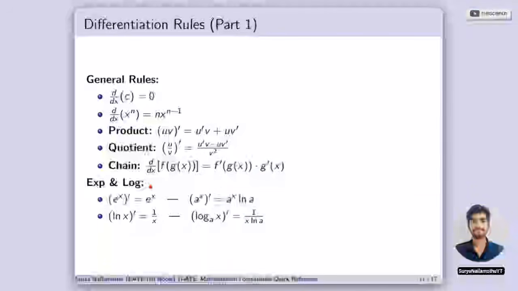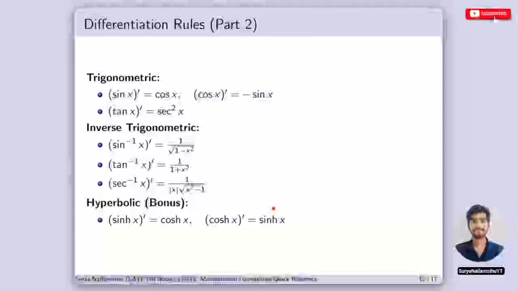And next, exponential and logarithms. These are the exponential and logarithm formulas. You need to remember this one. Next, for the trigonometry, the differentials: d by dx of sin x is nothing but cos x. d by dx of cos x is nothing but minus sin x. d by dx of tan x is nothing but secant square x. So for inverse trigonometric, these are the formulas: 1 by root over 1 minus x square, and for tan inverse, 1 by 1 plus x square.